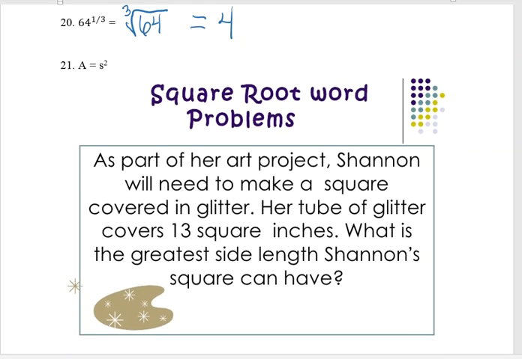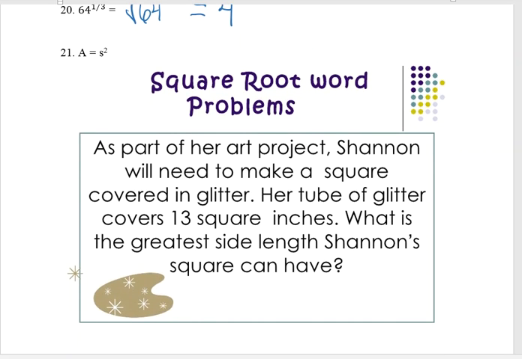Okay, we're going to go ahead and do a story problem here. So let's read the problem first. As part of her art project, Shannon will need to make a square covered in glitter. Her tube of glitter covers 13 square inches. What is the greatest side length Shannon's square can have? Well, the formula for a square is side times side, or side squared. Now they're telling us the area, because it's covering 13 square inches. This is area. So they're giving us the A and they're asking us to solve for S.